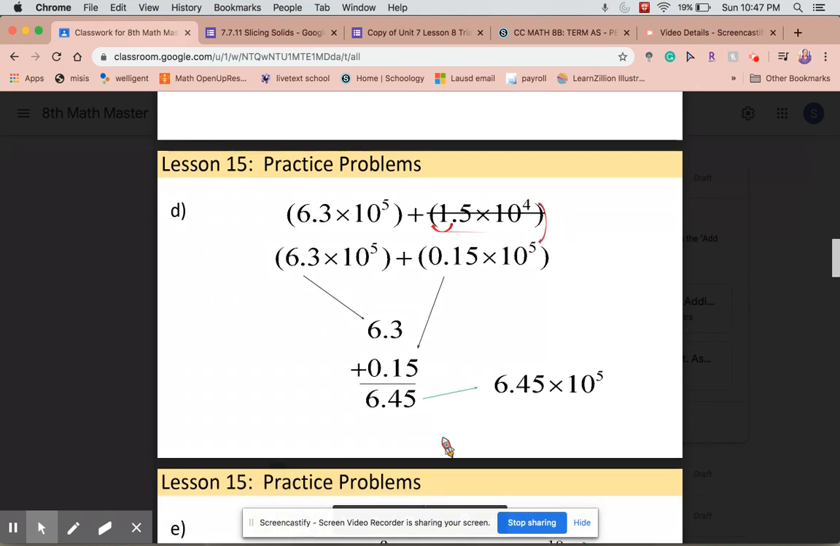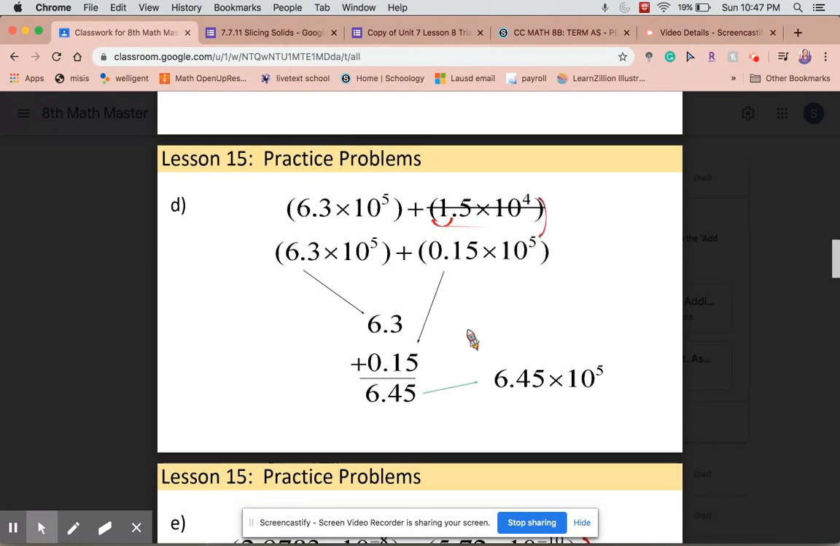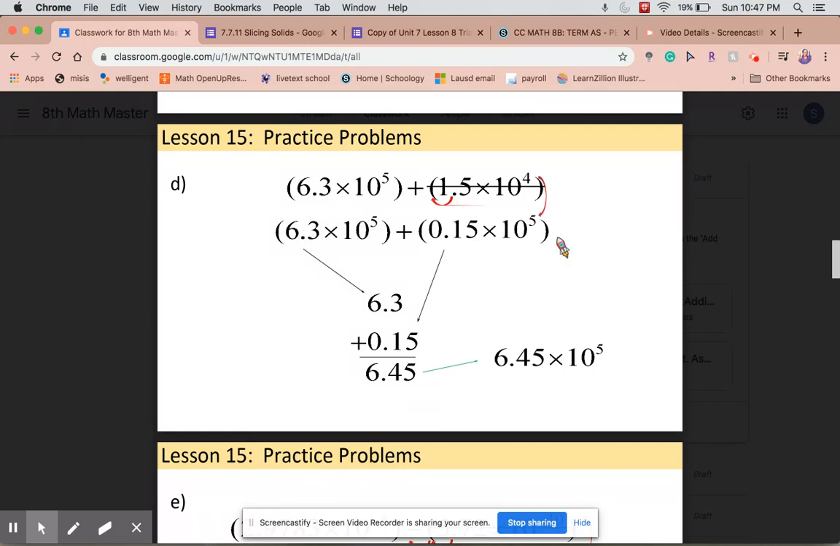Here's what I'm talking about when they are not the same. All right, I'm adding. Are my exponents the same? No. So you can either change this one or this one, but I chose to change this one. In order to turn this 4 into a 5, like this one, I had to move it to the left, because if I'm increasing, then I'm moving to the left. So now I can do my math. I'm adding those two numbers, and then I'm keeping my exponent, 10 to the power of 5.